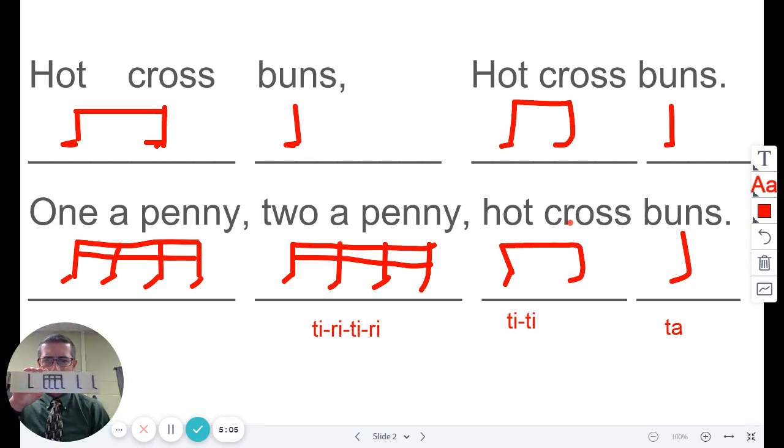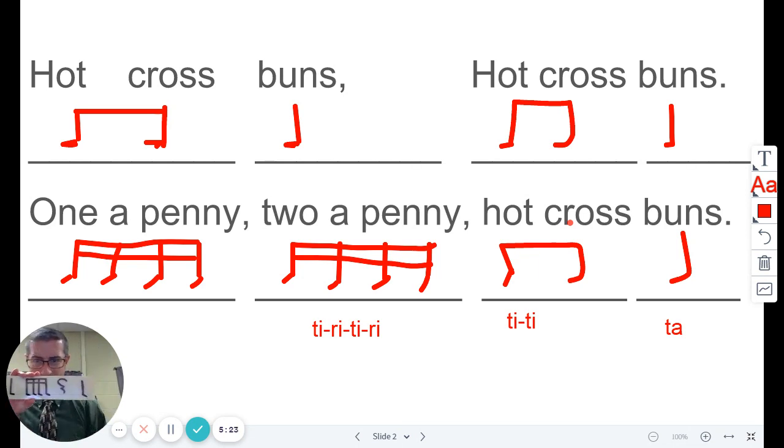Ready? Let's take a look at this one. Everybody say ta, ta, teary-teary-ta. Go. Ta, ta, ta. One more time, practice. Ta, ta, tiri, tiri, ta. Go. Ta, ta, tiri, tiri, ta. Awesome review. Fantastic job. Let's take a look at the next one.